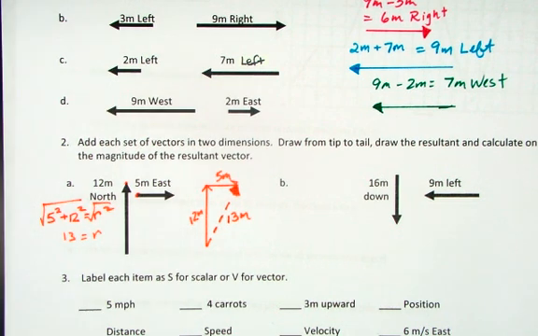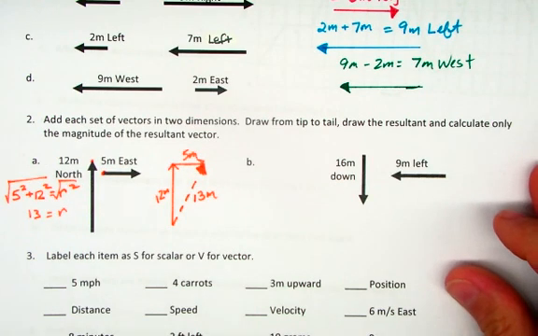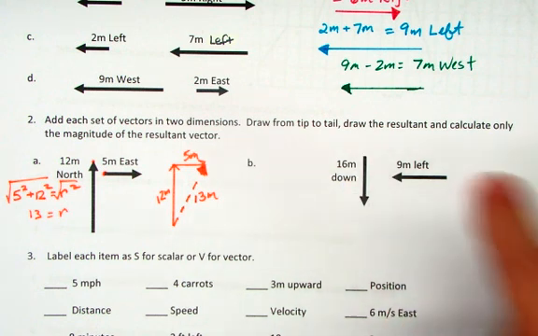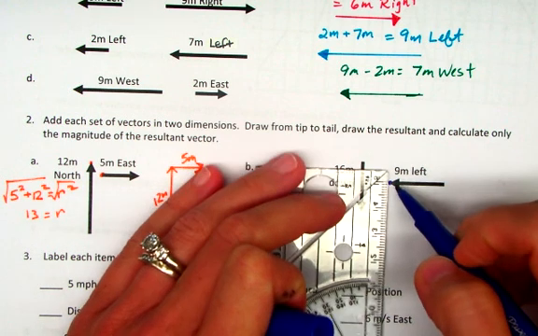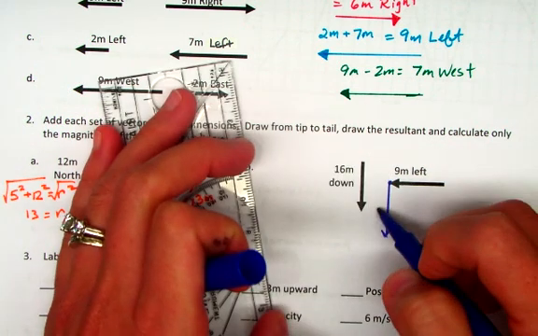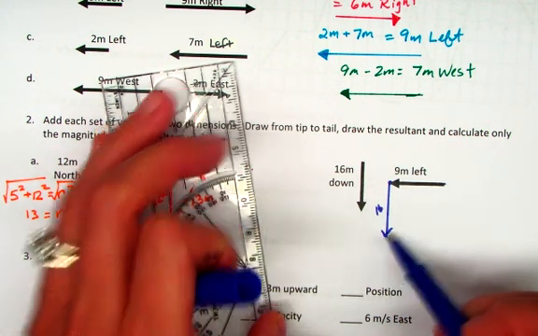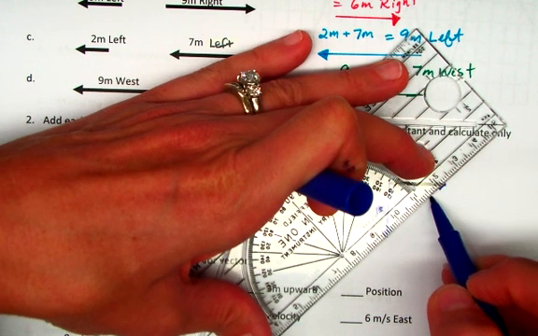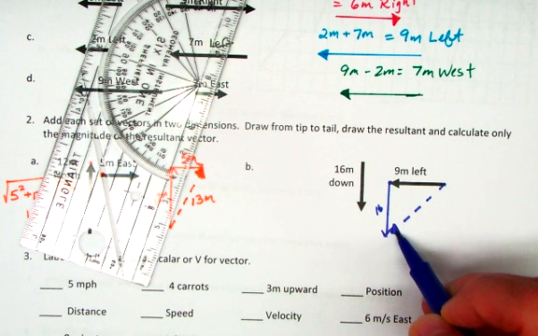Okay, coming over here, we need to draw again tail to tip. For this one, what I'll do is I'm going to take this vector and put it on the tip of this arrow. So this is 16 meters down. So for the resultant vector, I start here and go to the tip of the arrow. So this is my resultant vector. So that's what the shape of it looks like.